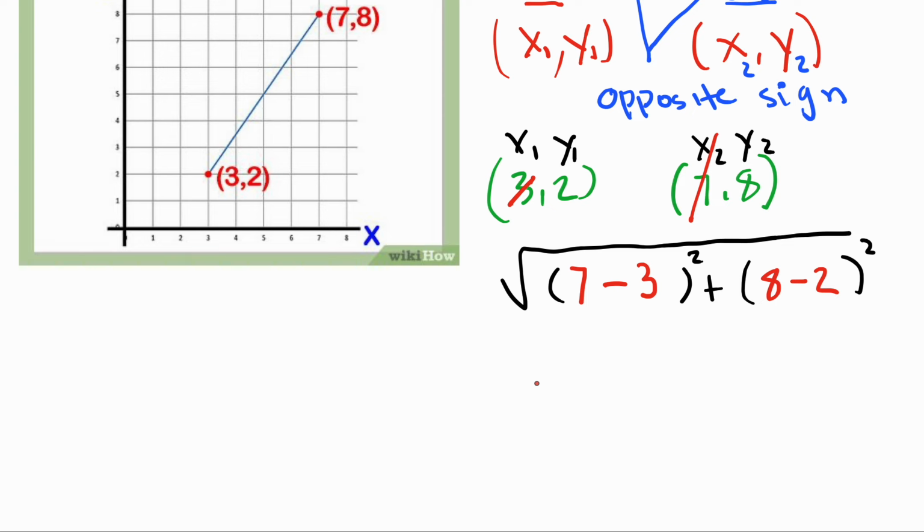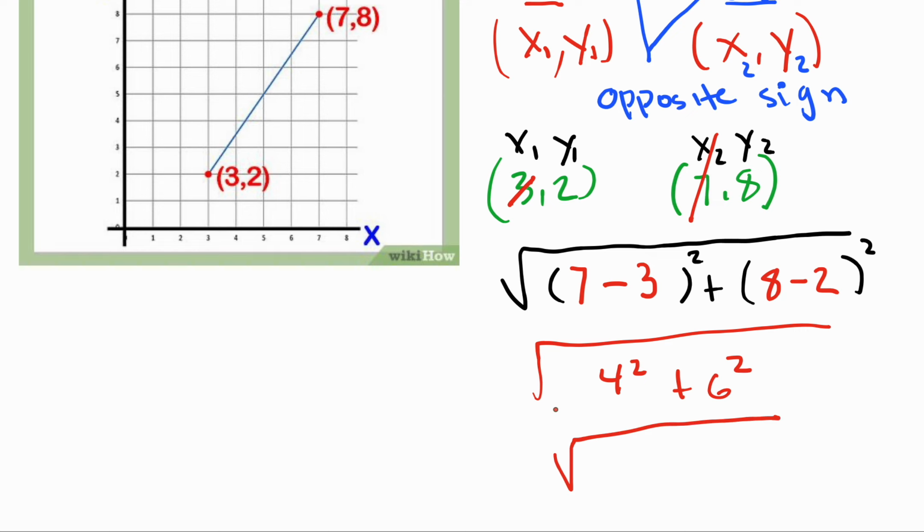So 7 minus 3 is 4, and there's a squared. 8 minus 2 is 6 squared. So squared we had learned means 4 times 4, and 6 squared means 6 times 6. So squared means a number times itself. So 16 plus 36. And when we add those together, we get the square root of 52.